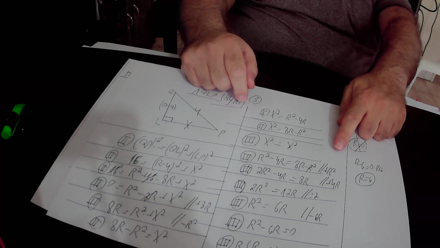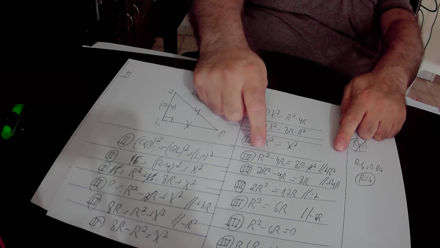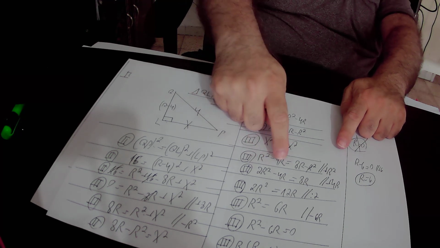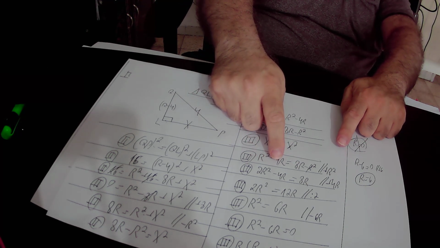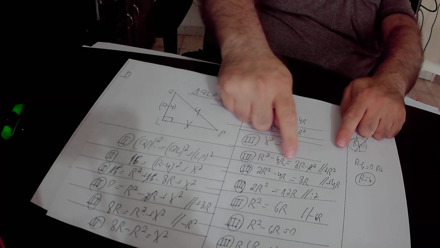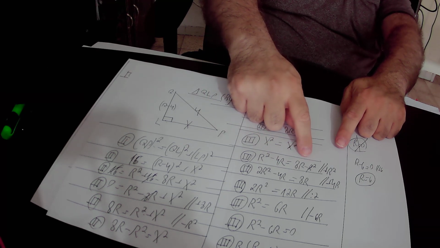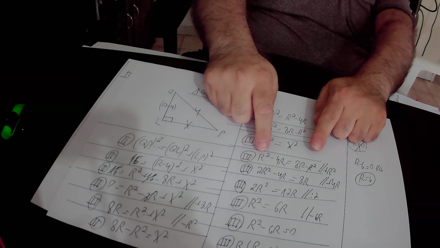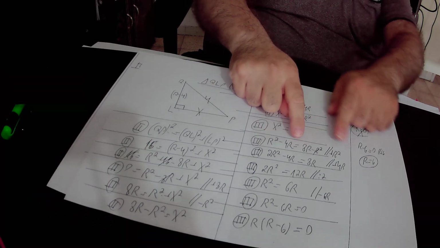So here we added R square to this equation, equation number 3, and found out that R square plus R square is 2R square minus 4R equals 8R. R square minus R square is 0. So in conclusion, we found out that 2R square minus 4R equals 8R.